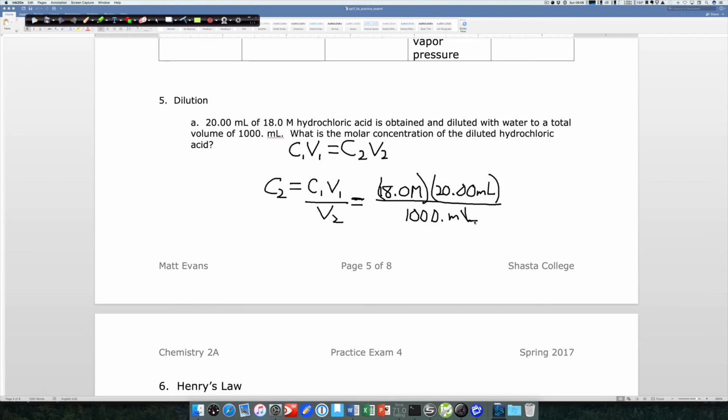And now we just calculate this and see what we get. Okay, so the final concentration after dilution is 0.360 molar HCl. And that makes sense because its concentration is way lower than what we started with. Okay, so that's it for page 5. Pretty simple page.